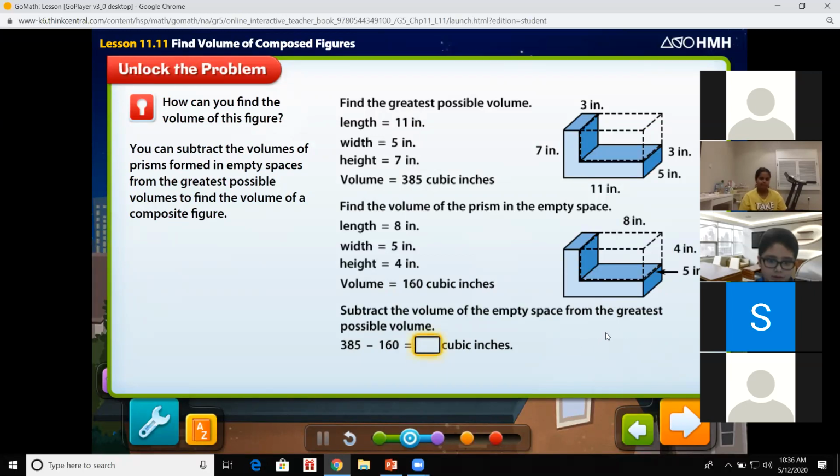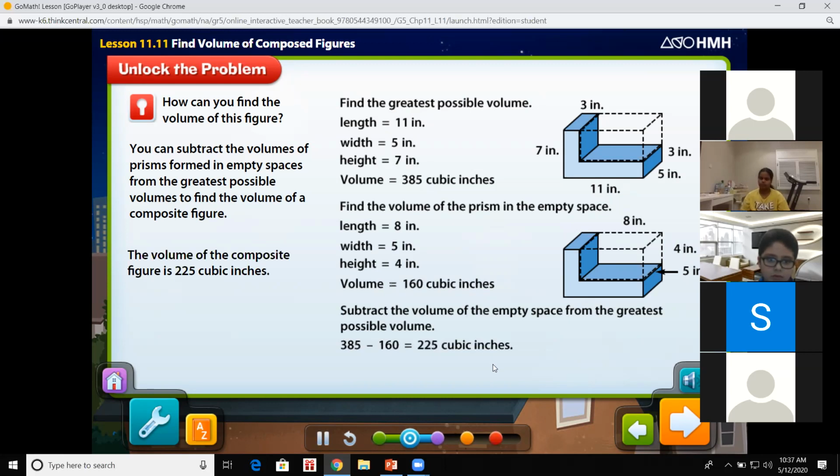385 minus 160. How much? 225. Very good. Excellent, Shekha. 225. In the other one also we got 225, right? 60 plus 165 equals 225 by adding. So the volume of the composite figure is 225 cubic inches.